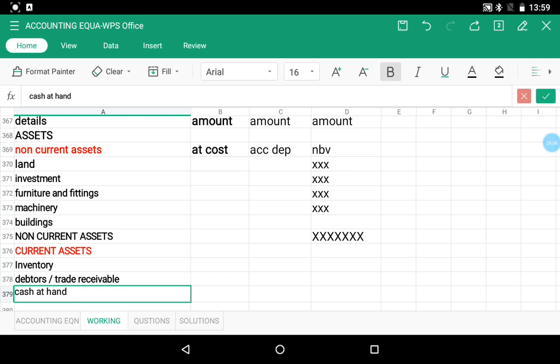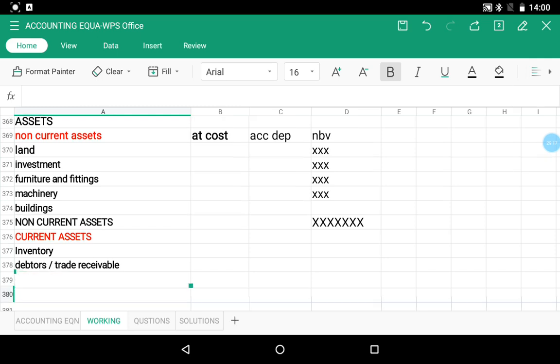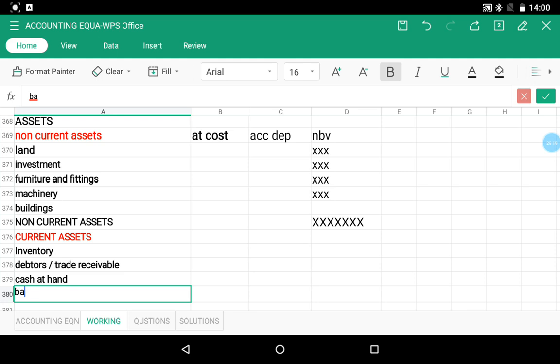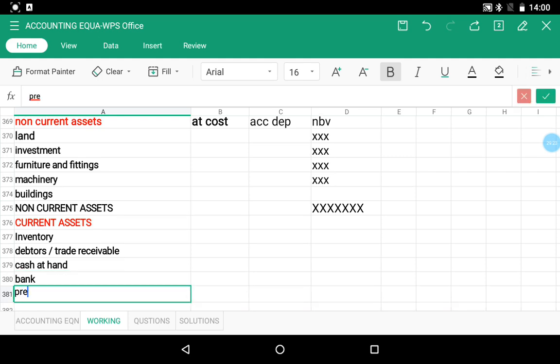I've told you, when you check our previous video before doing the accounting equation, all these items are well explained. Here we have bank. You can be having your cash at bank. You have prepaid expenses. These are expenses that you paid in advance, more money than you have used.